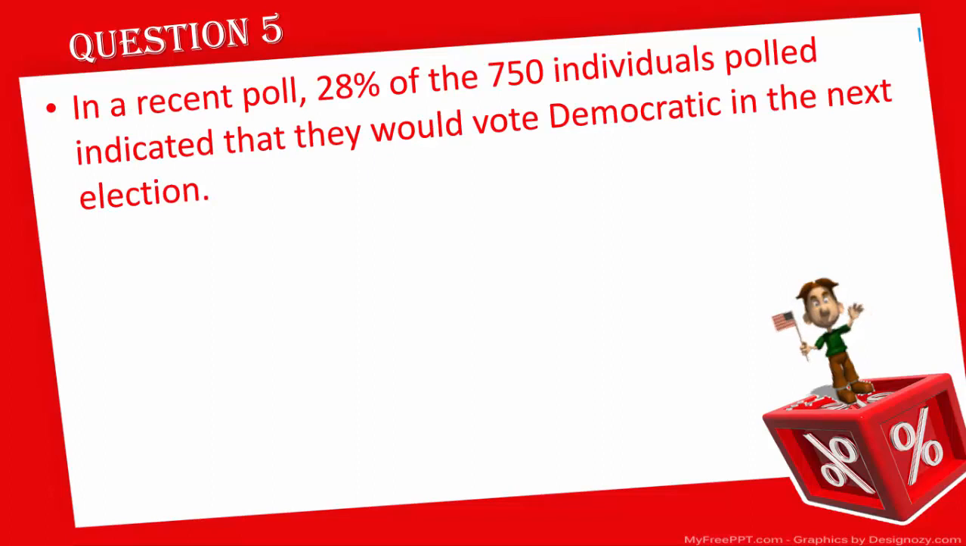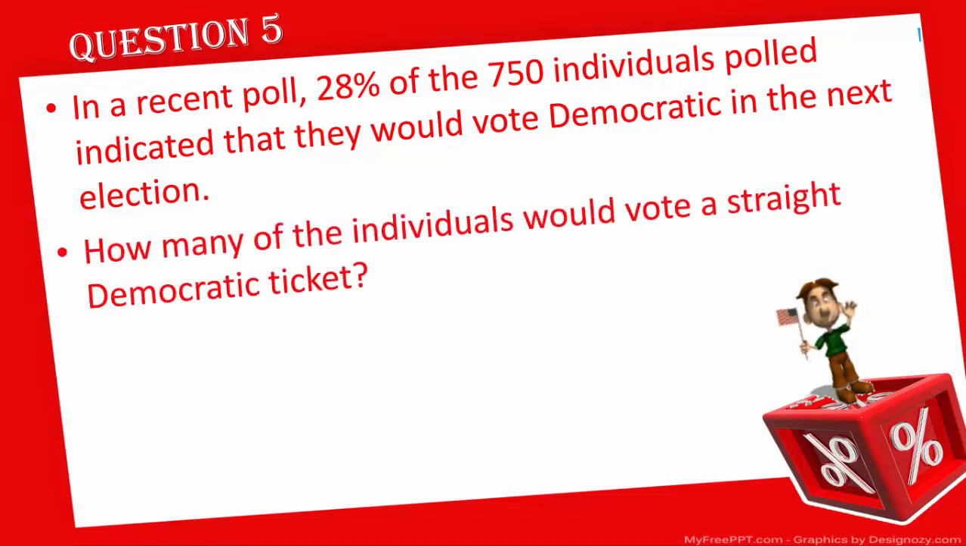In question number 5, it says, in a recent poll, 28% of 750 individuals polled indicated they would vote Democrat in the next election. How many of the individuals would vote a straight Democratic ticket? So we'll go to the whiteboard and work out the details.